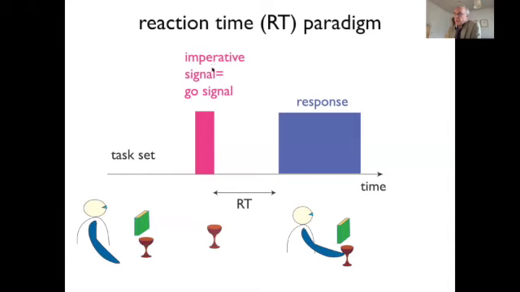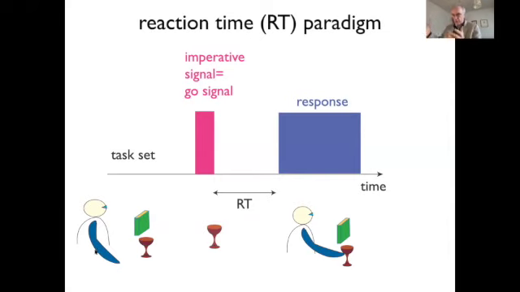It has the imperative signal, which tells you what to do, which very often also is the go signal that tells you now you can start to act, but sometimes you can pull these apart. But then it also has the task set, which tells you what would have been different possibilities. So for instance, if a person has to, let's say, my little drawing here, select either the glass or the book, that's the task set. So this person knows it's going to be one of these two choices.